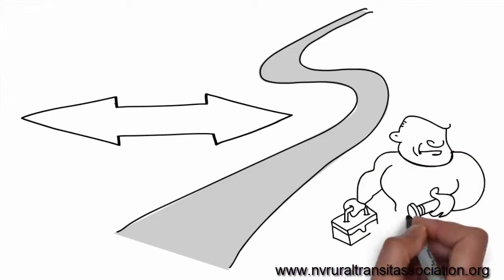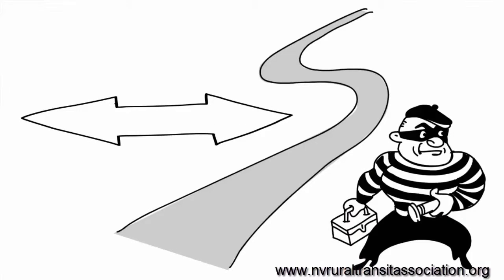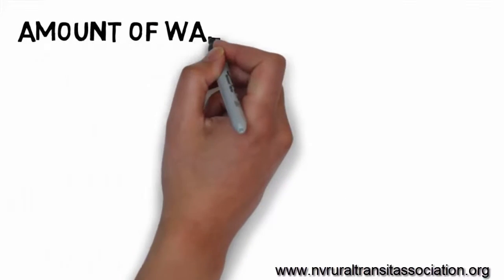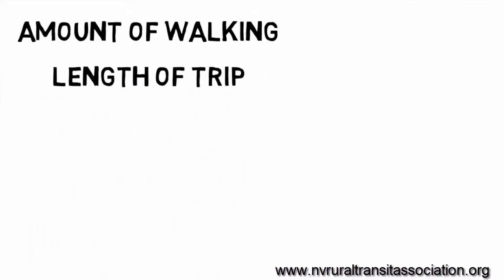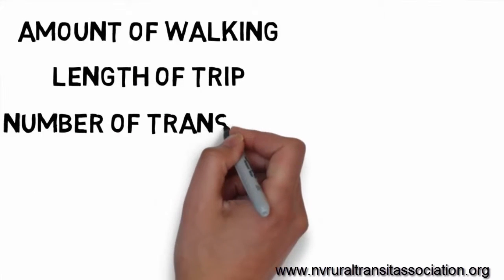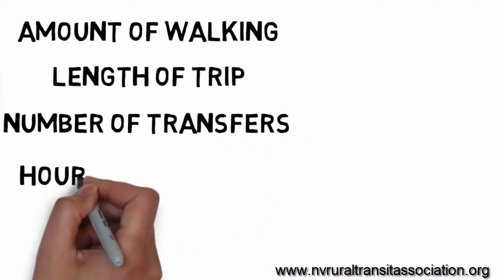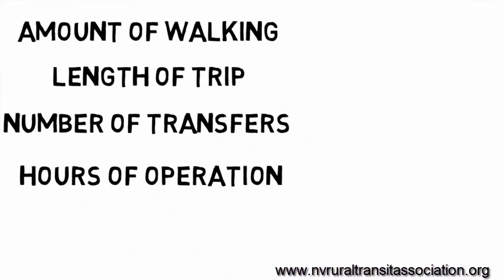Sometimes the route itself may be the biggest barrier to traveling independently. The trainee may live too far from a bus line, or the location of the bus stop might be in an unsafe place. Some other factors to consider are the amount of walking required for the trip, the length of the trip, any number of transfers, the hours of operation of the service, and even steep or uneven terrain in the path of travel.